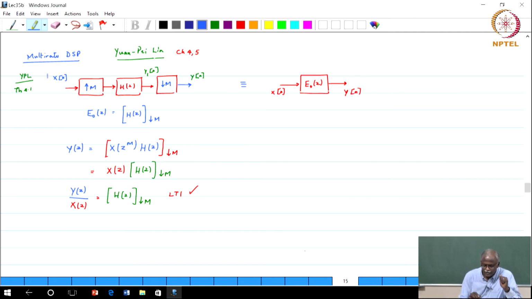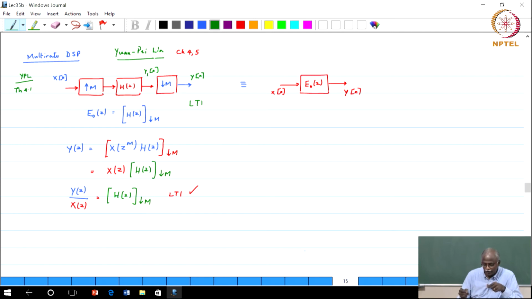So, there is a result that we introduced along with the notation. The result is known, the notation is new, but we introduced it. Upsampling by a factor of M, followed by a filter, followed by downsampling by a factor of M. We said that this is LTI, important. This is an LTI system, and its transfer function is equal to the 0th polyphase component.